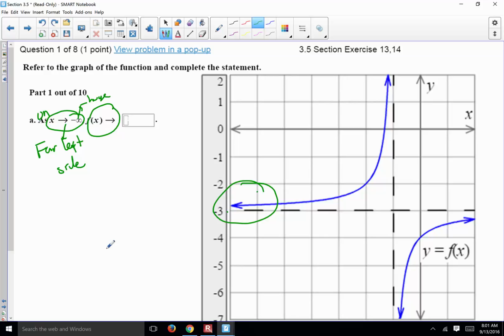Any idea? Does it look like your function curve is going towards something and it's not touching? It's almost that value though. What is that value? Do you see any value? Chris?